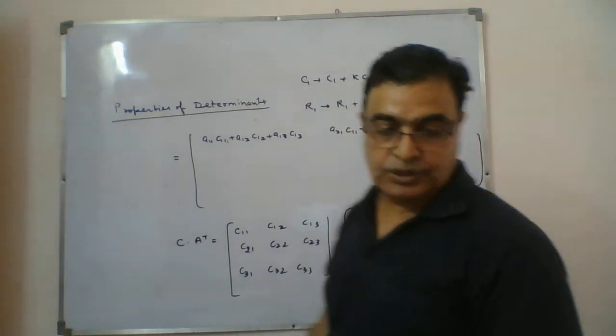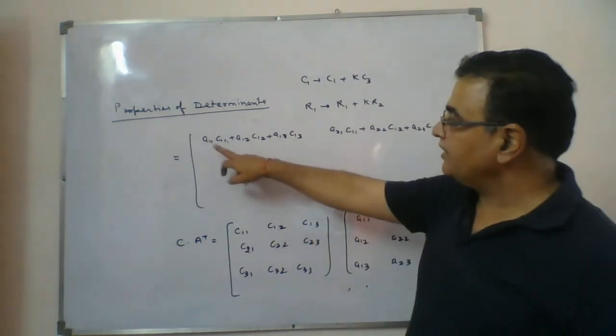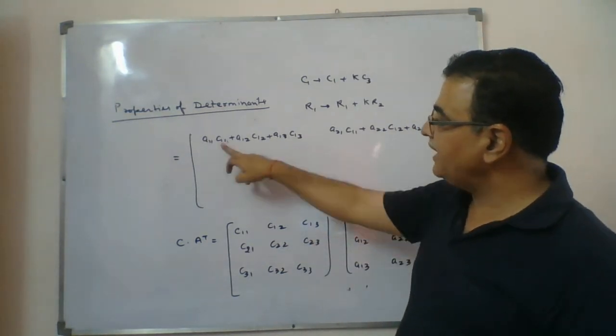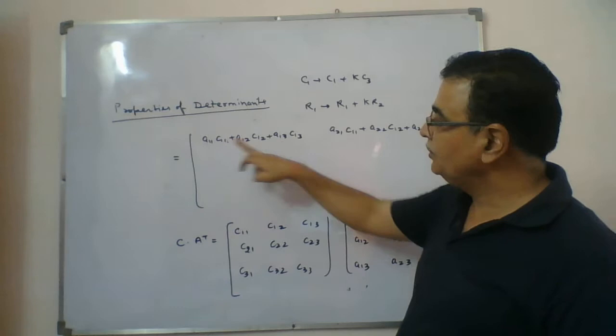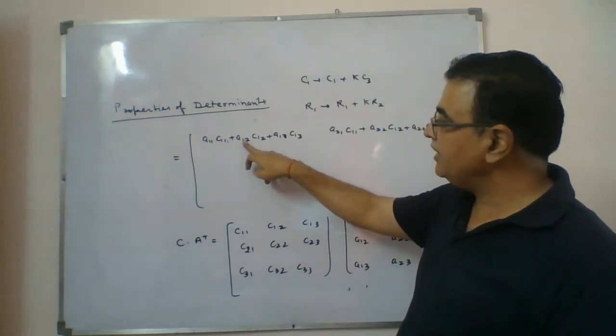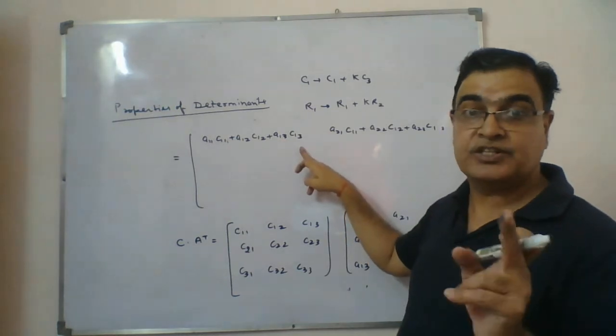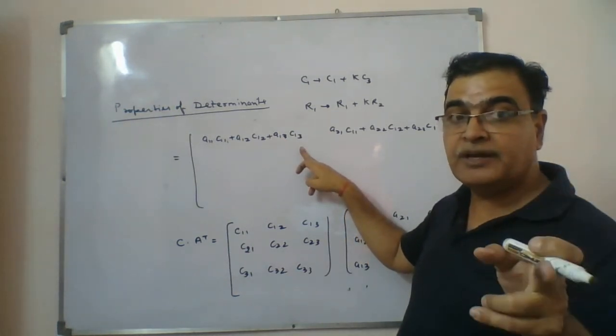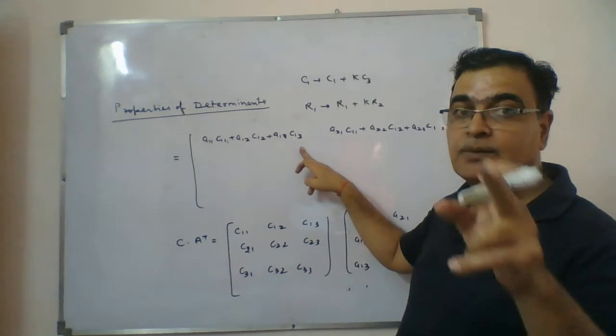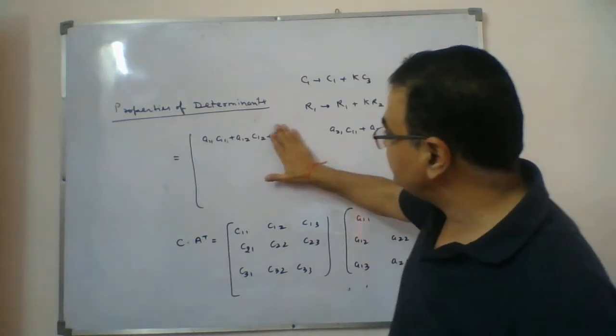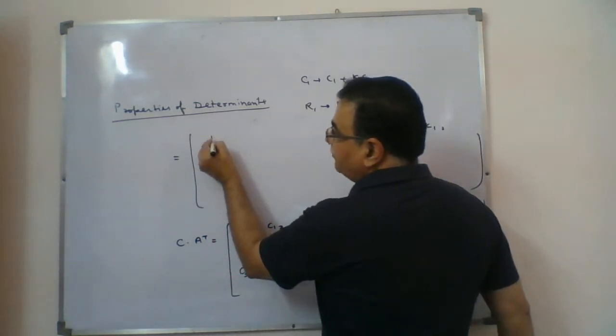Now I'll just tell you the result here. Just check here, these are the elements and these are their cofactors. A11, C11, A12, C12, A13, C13: element multiplied with their cofactor. I told you, if an element is multiplied with its cofactor, the value always comes out to be determinant A. That means this will be nothing but determinant A.